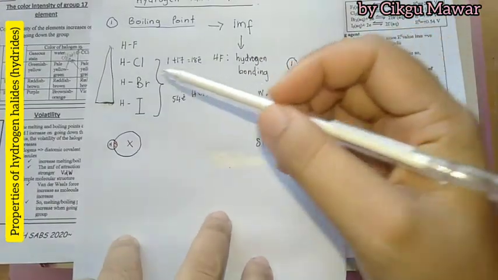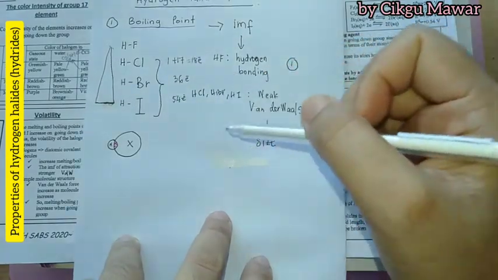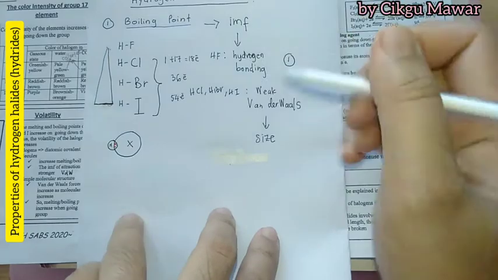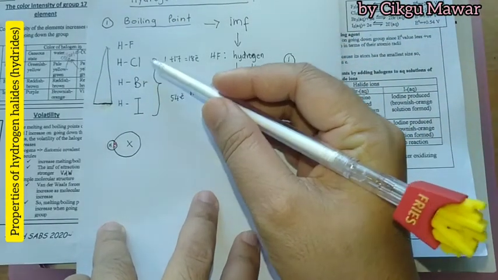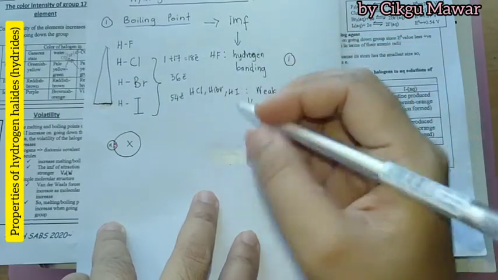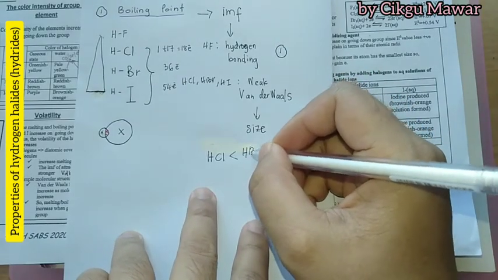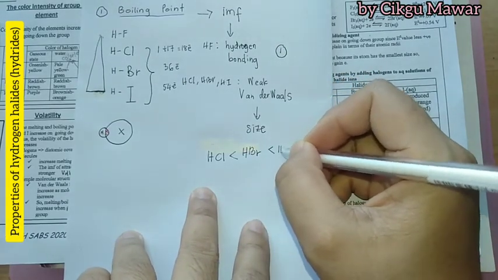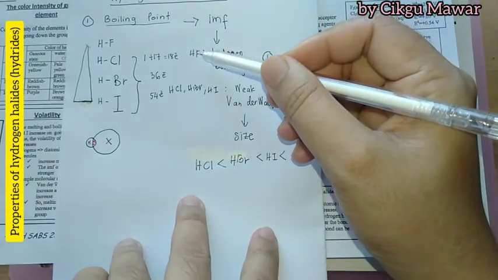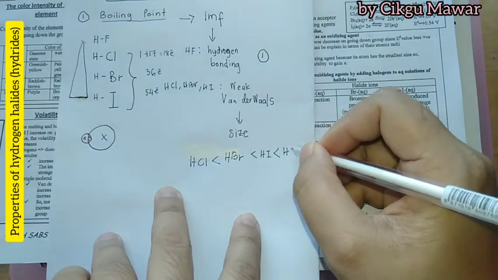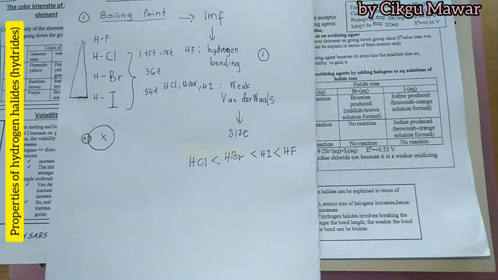So we can arrange the boiling point of hydrogen halide in increasing order. HCl is the smallest, with the smaller number of electrons, so it is weaker than HBr, weaker than HI, and weaker than the hydrogen bonding of hydrogen fluoride, so weaker than HF. So this is the boiling point of hydrogen halide.